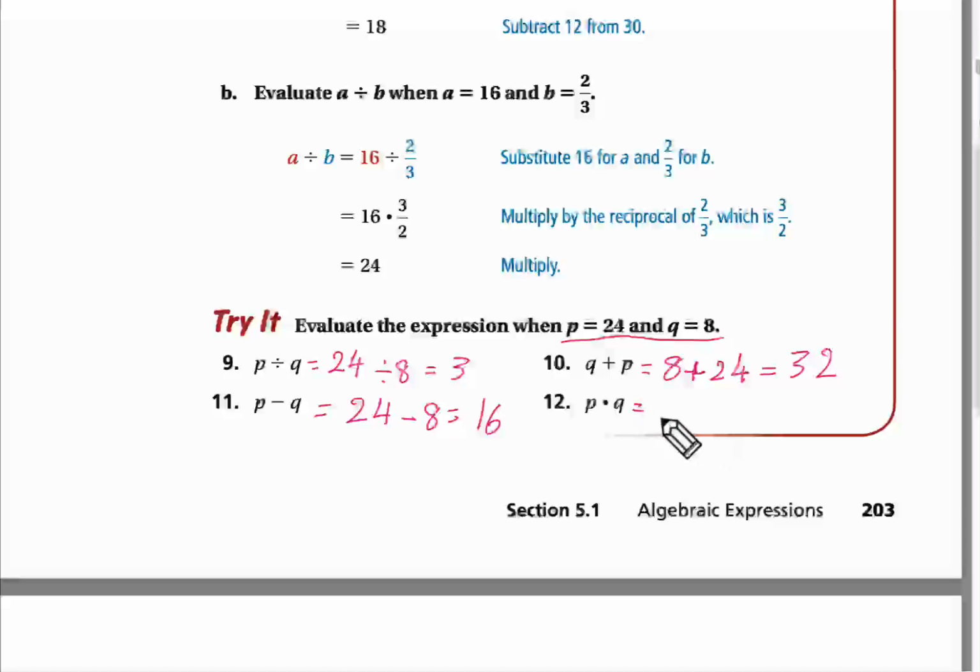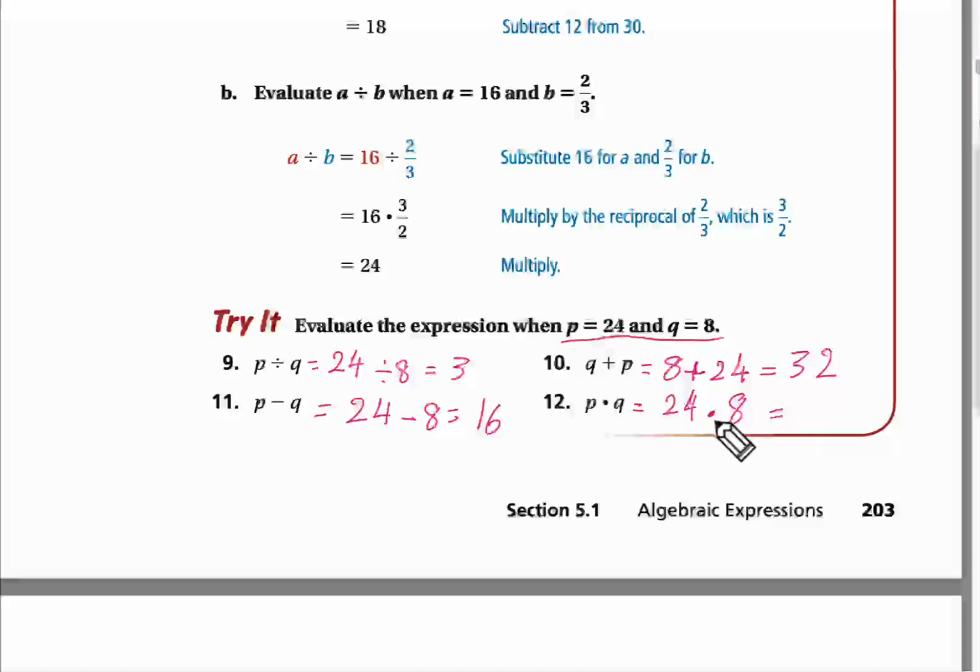Okay, Mister. First, we will put the 24 and 8. No, we are not putting them, we are substituting. Substitute means I will remove the P and write 24 instead of P, and I will remove the Q and write 8. Okay, we call it substitute, not put. So 24 multiplied by 8.